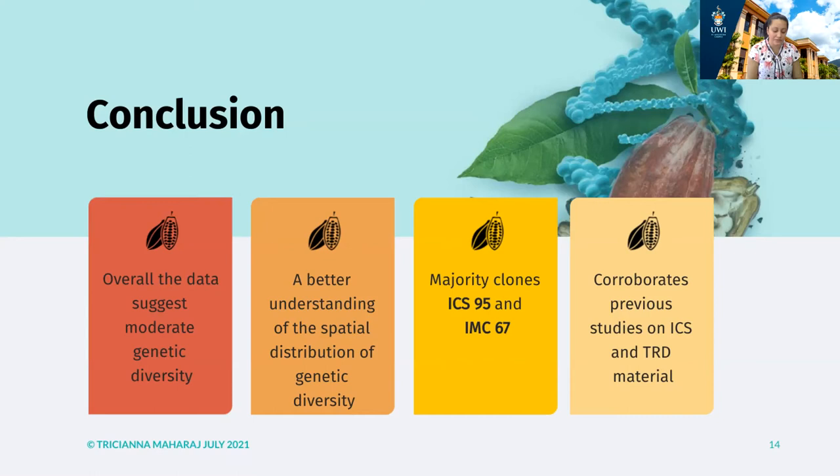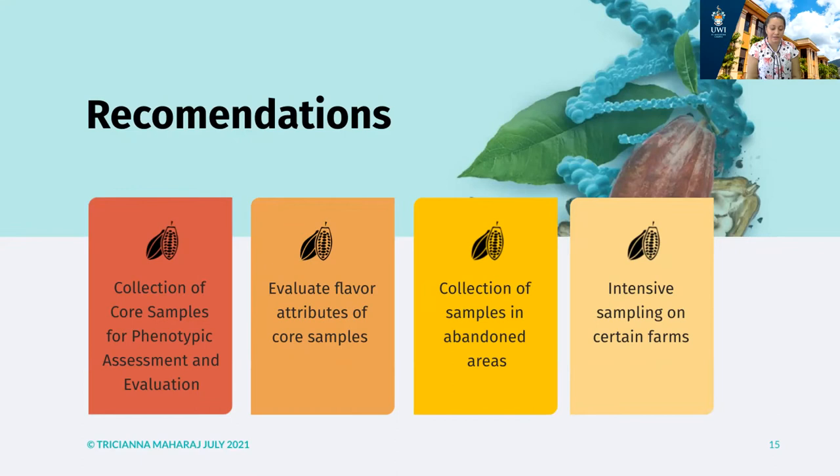Lastly, the recommendations. It is recommended to collect core samples for phenotypic assessment and evaluations, to evaluate the flavor attributes of core samples, collection of additional samples in abandoned areas, and more intensive sampling on certain estates where these old types are located. And also to encourage farmers to conserve some of these old types, especially ICS-95, that is known to be resistant to frosty pod. And also, it's highly recommended to conduct a similar study in Tobago.